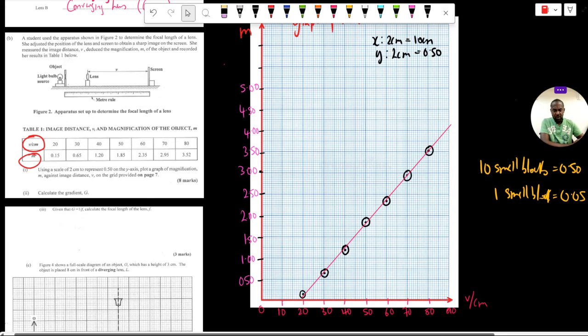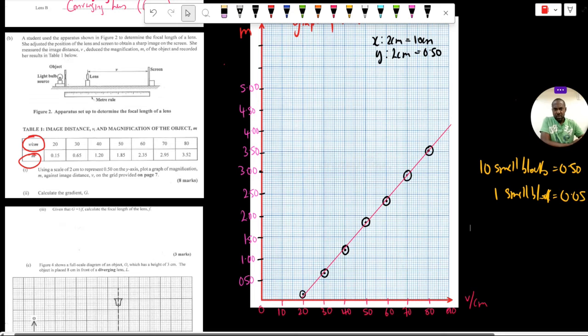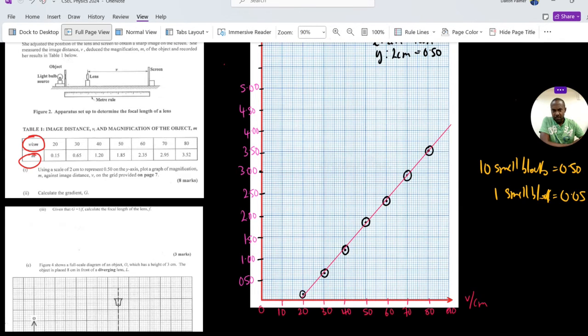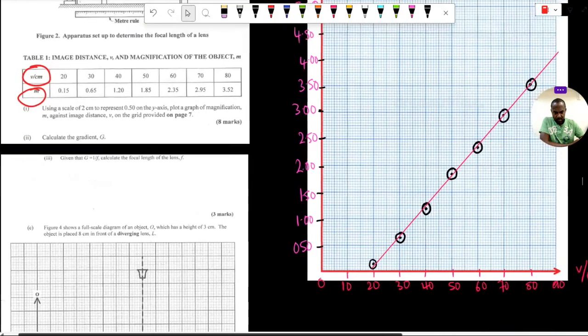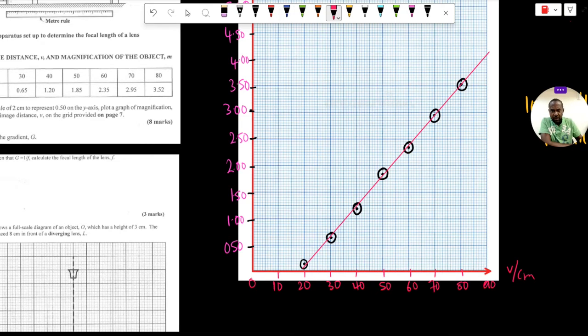All right, so there we have our line of best fit. And what else are we required to do now? We're required to calculate the gradient. Now, to facilitate this, let's zoom in a little bit. All right. And let's calculate our gradient. Let's try to find 2 points on the line that we can actually use to find our gradient.